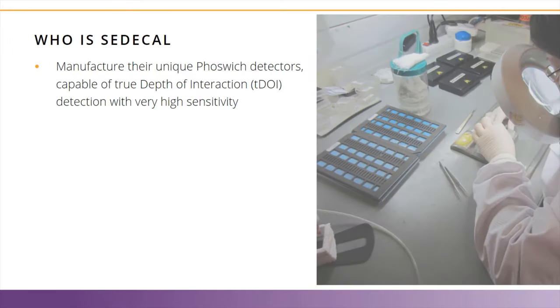At Sedecal's head office in Madrid, Spain, they manufacture their unique phosphwich detectors. Phosphwich is the combination of phosphor and sandwich. Phosphors are organic and inorganic materials which emit photons as the result of an interaction with an incoming particle, such as a gamma ray, from a radioisotope. These photons emitted from the phosphors can be detected by photon multiplier tubes and result in an electrical signal within the imaging system. In a phosphwich detector, 2 different phosphor materials are used to make up the detector, hence the sandwich. We will see more about this later.